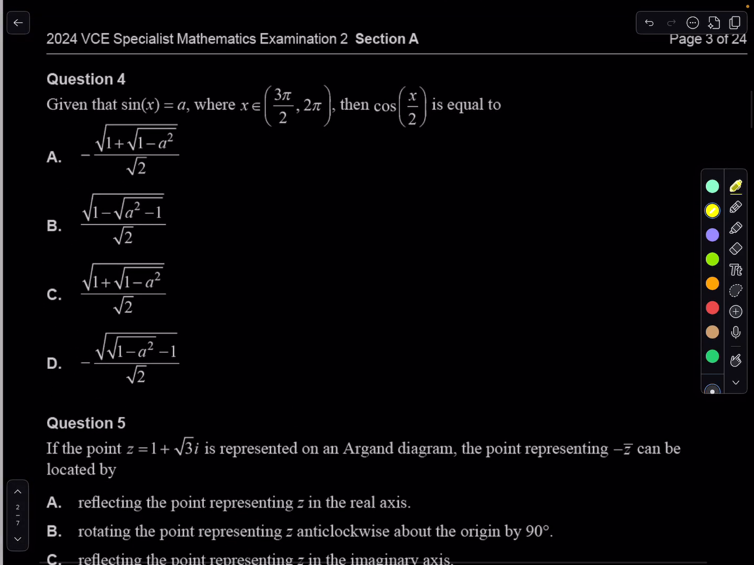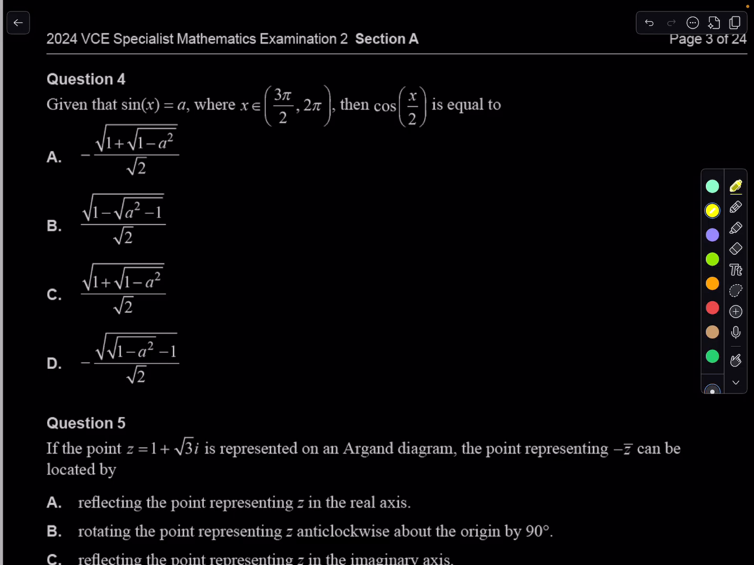Question 4. Given that sine x is equal to a, where x is between 3 pi over 2 to 2 pi, then cos x over 2 is equal to what? Not gonna lie, if I'm in an exam, I'm not even thinking. I'm sure that we're gonna guess some values. Not guess values, but try to put values that work for all of these conditions and get the answer as quick as I can. Let me explain.